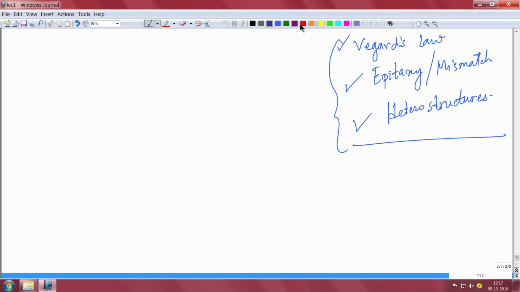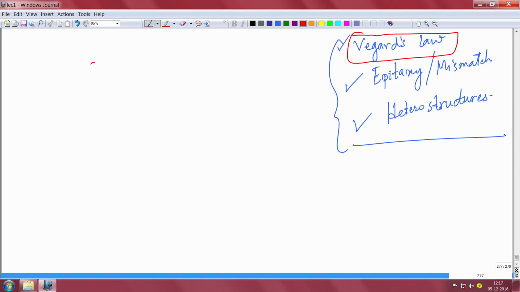What is Vegard's law and why does this law become important? It is important when you try to understand alloys of materials, like you are taking gallium arsenide, you are taking aluminum arsenide, you are mixing them in some ratio, 50-50, 40-60, 20-80, whatever, and you have aluminum gallium arsenide. Then the material properties can be predicted fairly accurately, or close to accuracy, using Vegard's law. So let's come to the whiteboard today. You will see it very quickly actually.